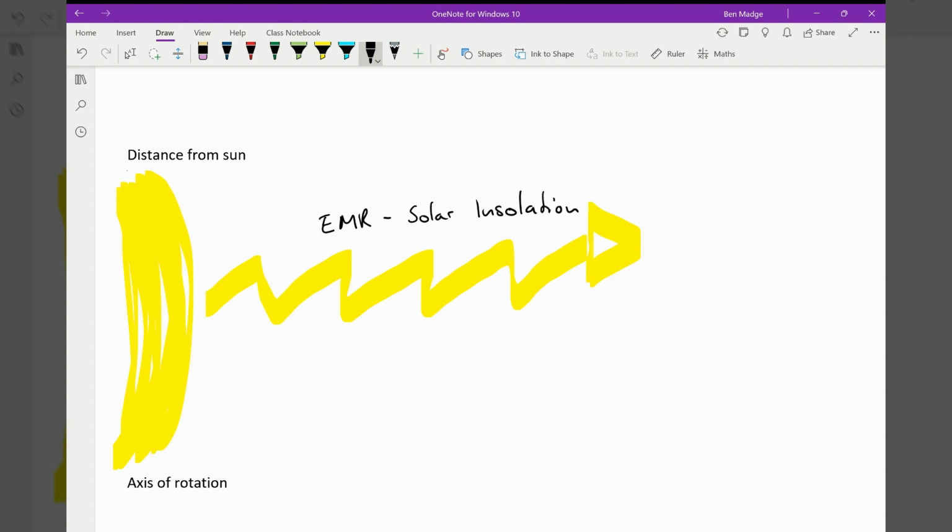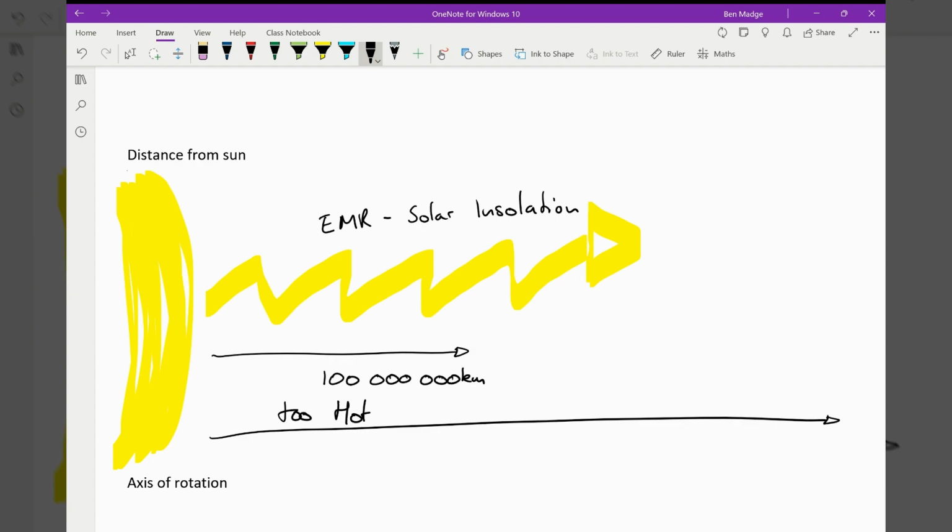Okay, if we were too close, so if we were within 100 million kilometers, it would be too hot. Okay, if we were beyond 250 million kilometers, it would be too cold. So it's too cold over there.